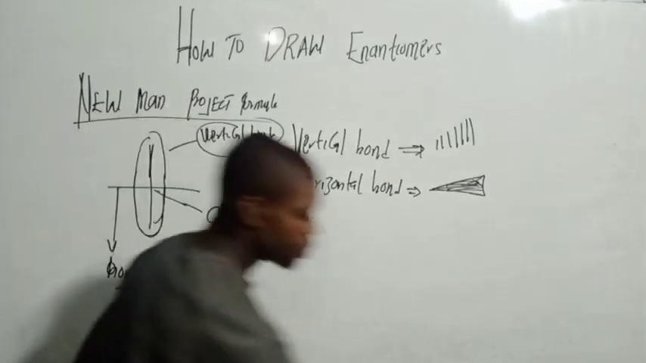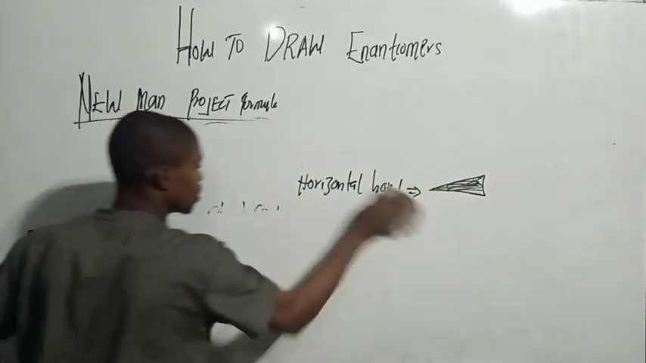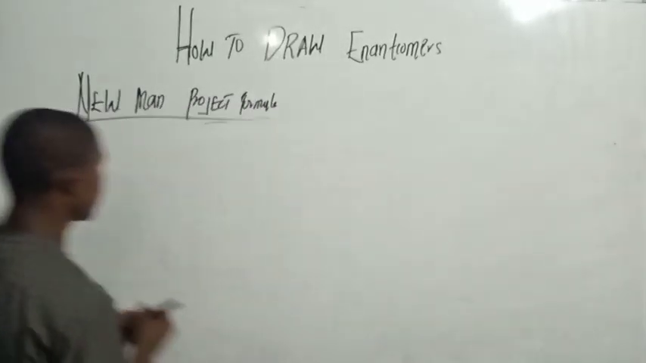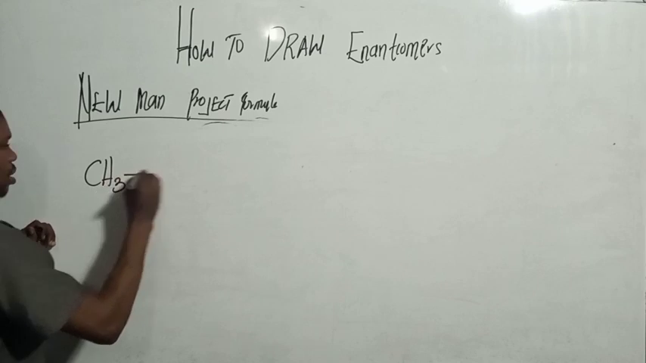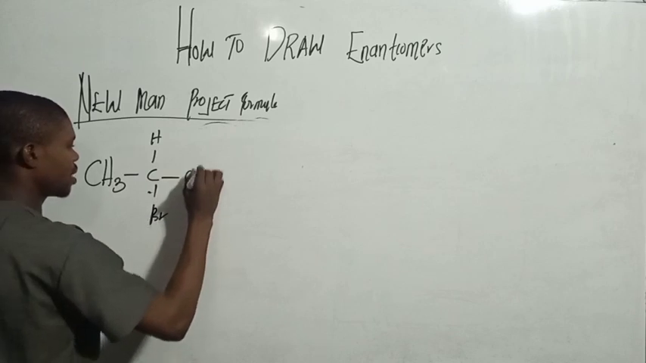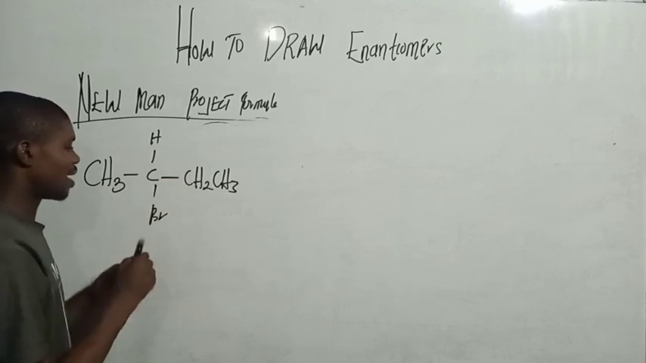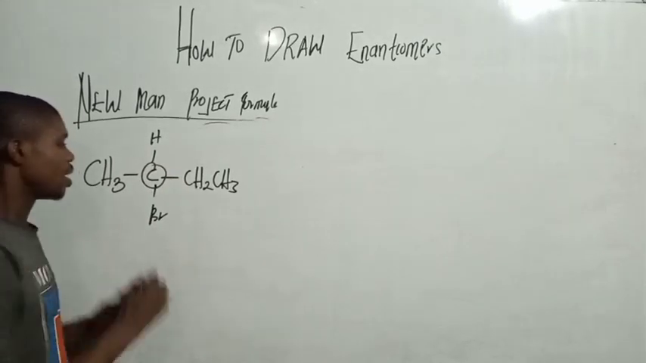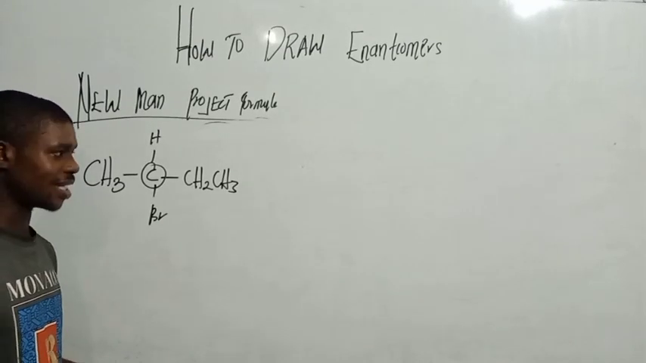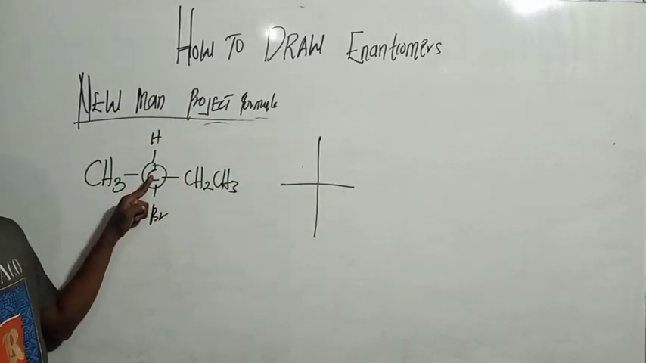So, for example, here we have CH2, here we have H, here we have Br, and here we have CH2. Look at this. This one is a chiral molecule because it contains a chiral carbon. If you want to use the Newman projection formula, it's very easy. How many chiral centers do you have here? We only have one chiral center.